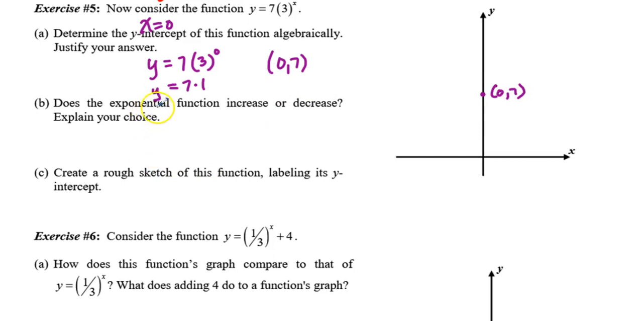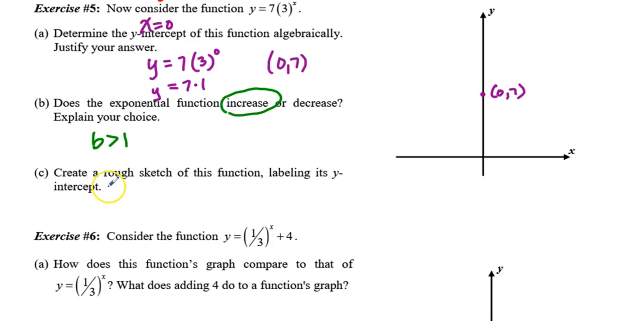And next it says, did the exponential function increase or decrease? Well, what we saw before is when the value is greater than 1, this 3 is greater than 1, it makes the growth increase, right? So we're going to say b is greater than 1, therefore it's going to be an increase, exponential growth.